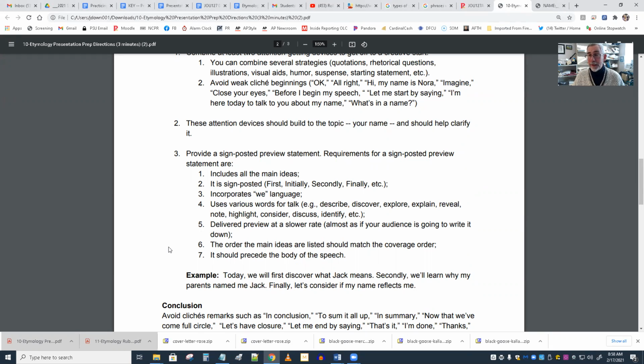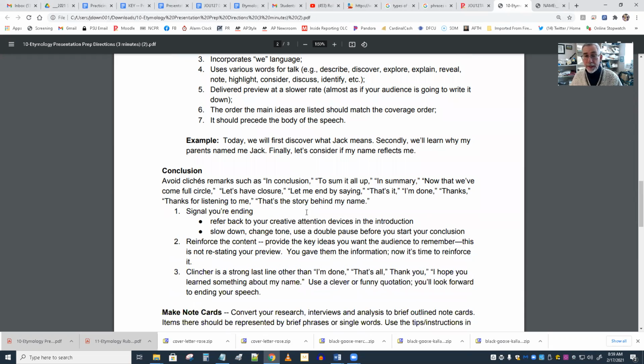I'm literally going to say those things. I'm really going to say first, second, last, first, second, third, something like that. I'm literally going to use the we language, and I'm going to be trying to vary my verbs: describe, discover, explore, explain, reveal, note, highlight, consider, discuss, identify, talk. So those different kinds of words. I'm going to try to do this all a little more slowly than you normally might speak, but especially when I get to this, these are the things I'm doing. I'm going to gesture them out too. I'm also going to list those in the same order that they're going to appear. And then I'm going to start right into the body.